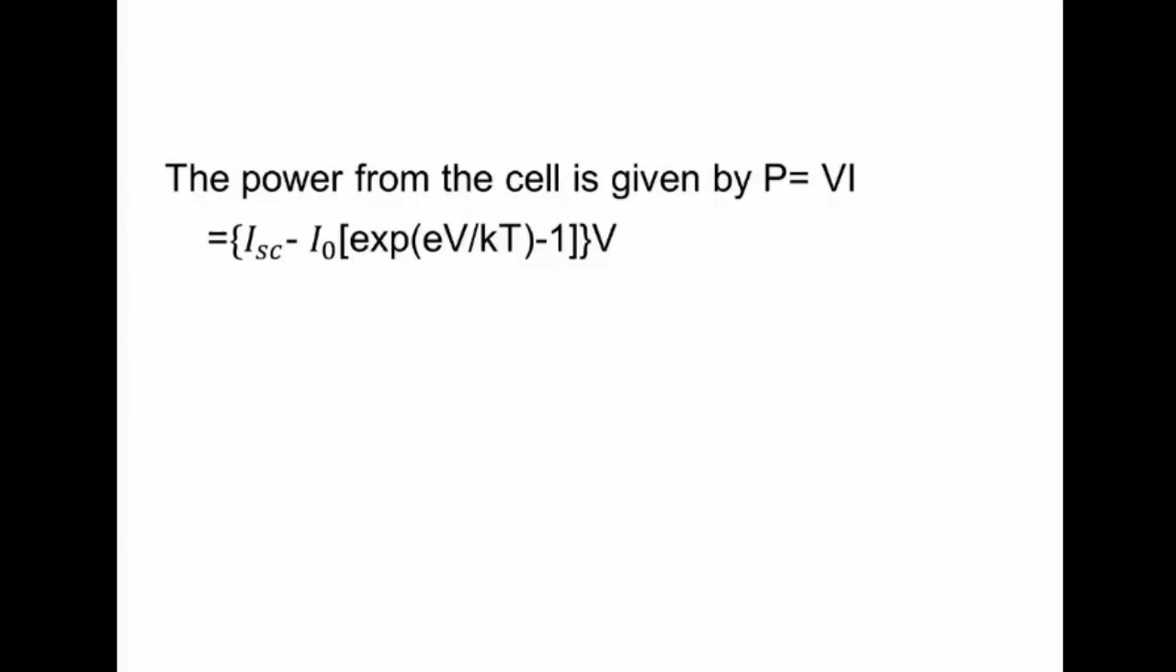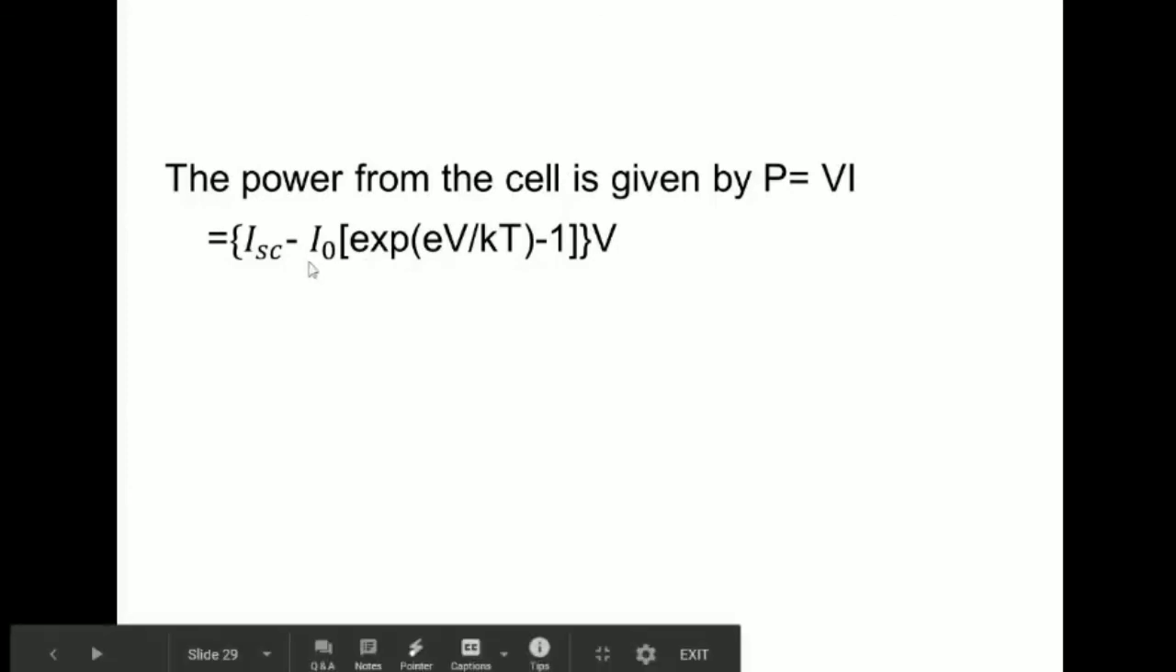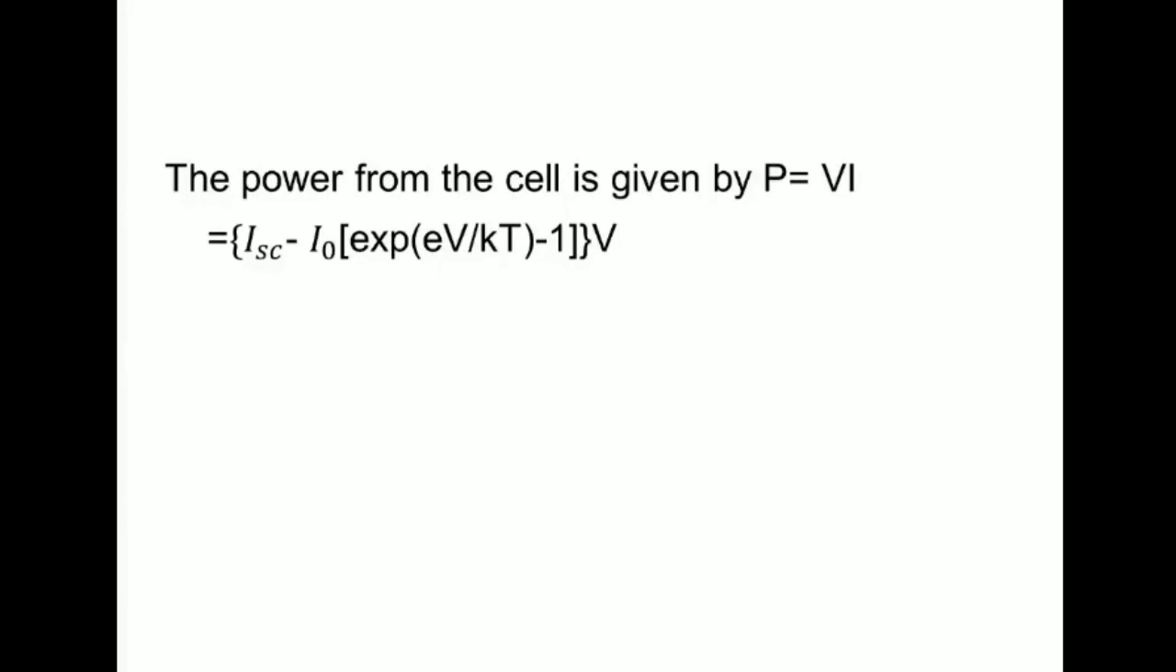The power from the cell is given by power equals voltage into current. We have voltage as V and current is given by this expression: Isc minus I0 into exponent of EV by KT minus 1. So that's all regarding the equivalent circuit, power expression, current expression, and characteristics of the solar cell.